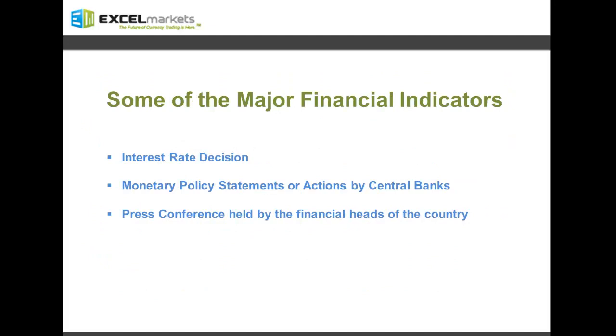Some of the major and most widely tracked financial data releases are as follows. Interest rate decisions announced by the central banks of various countries, such as the ECB or the European Central Bank for the Eurozone nations, the Fed for the US, Bank of England for England, Bank of Japan, etc. Also, any monetary policy statements or the economic outlook reports released by these central banks, or any other decisions or actions taken by these banks of various different economies, or any press conferences or meetings held by the financial heads such as the G20 summit or the Jackson Hole Symposium or the ECB press conference are some of them, to name a few. We will now be discussing each one of them and how to use them while trading.